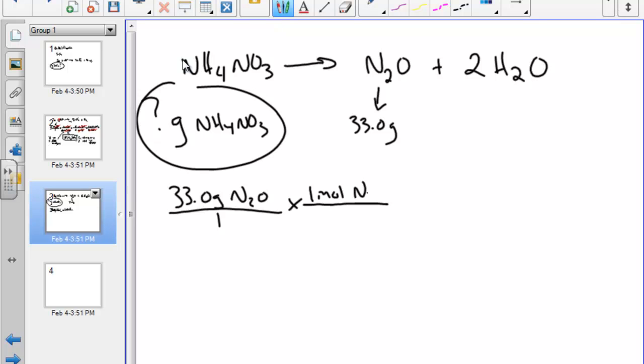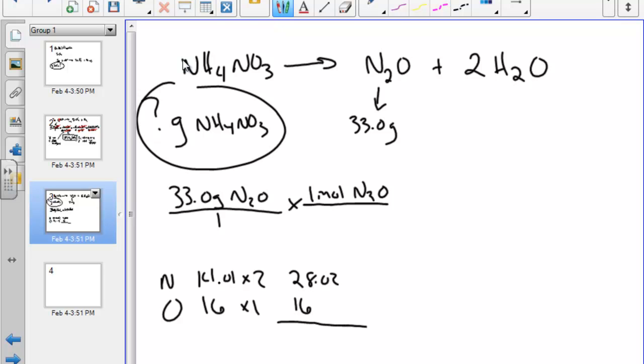1 mole of N2O ratio to the molar mass. So we're going to say N, which is 14.01 times 2, and O, which is 16 times 1, so 16 and 28.02, giving me 44.02 grams per mole. All right, that number goes up here, grams N2O, so my units look like they're going to cancel.